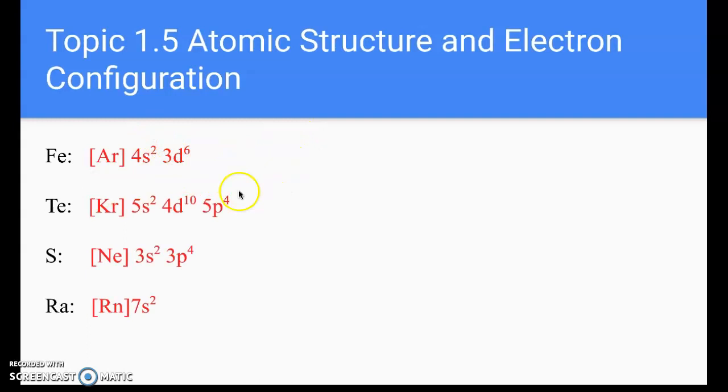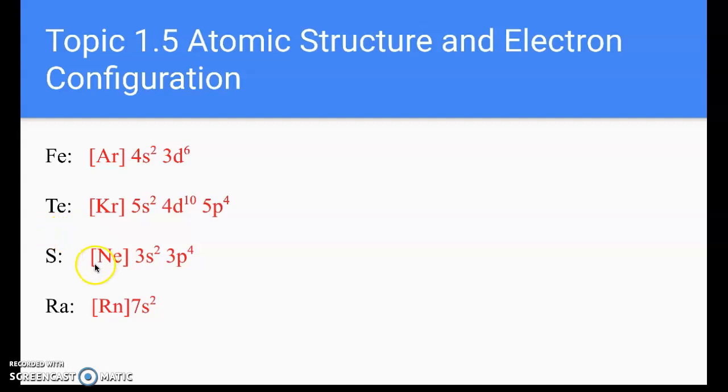Okay, there's the answers. For iron, you go back to argon, and then you always start with the s block. Okay, so we're in the 4th row, so it's going to be 4s2, but then you go 3d6. So the energy level for d is always 1 less than s. So for Te, start with Kr in brackets, and then it's in the fifth period, so you go 5s2, 4d10, 5p4.